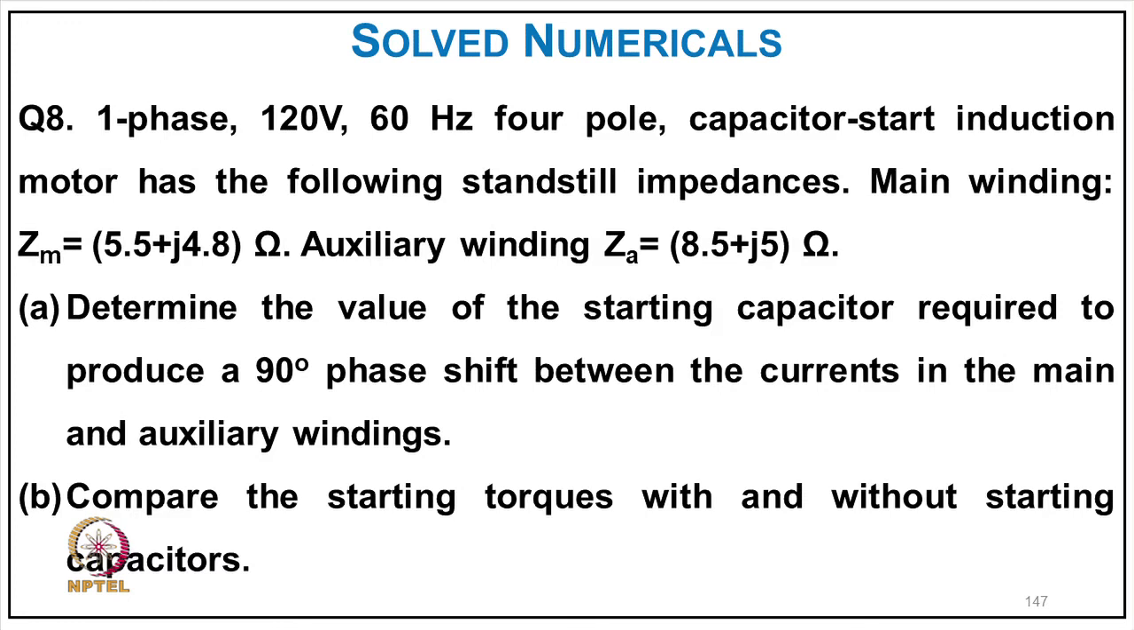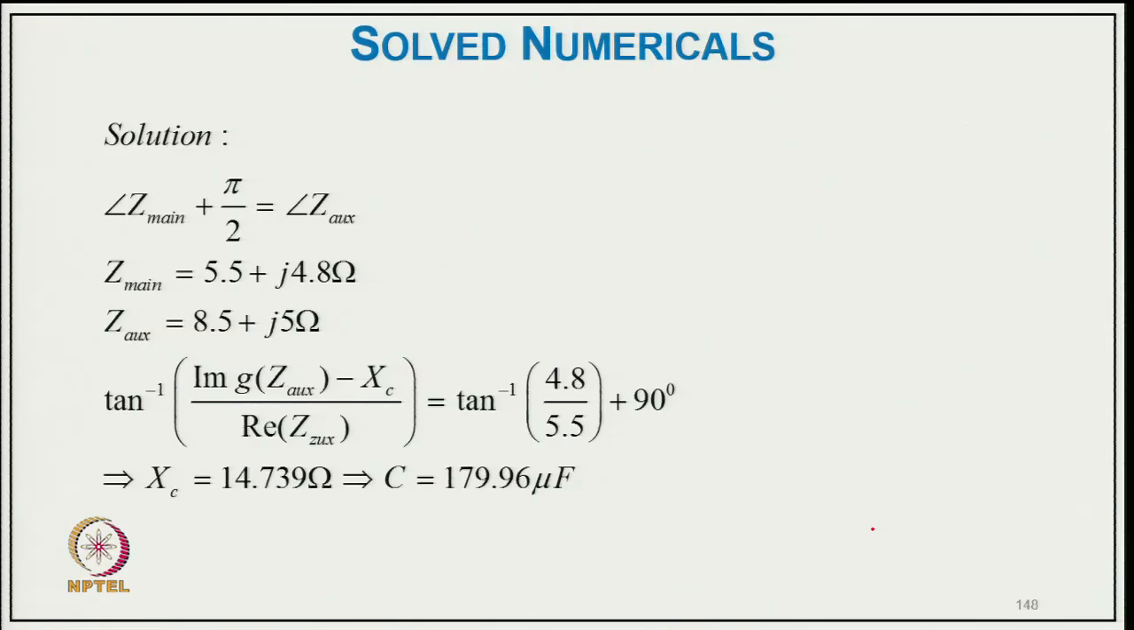Now, coming to example 8, a single phase 120 volt, 60 hertz, 4 pole capacitor start motor has the following standard impedance. Main winding is 5.5 plus j4.8 ohm and auxiliary winding is 8.5 plus j5 ohm. Determine the value of a starting capacitor required to produce the 90 degree phase shift between the current of main winding and auxiliary winding. Compare the starting torque with and without the capacitor.